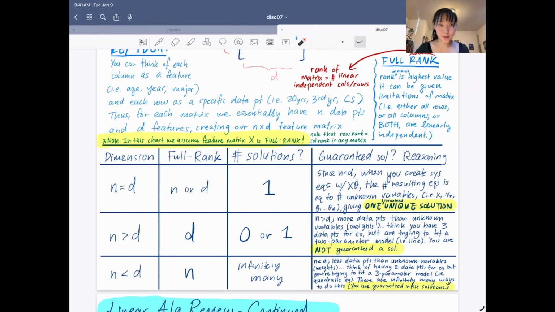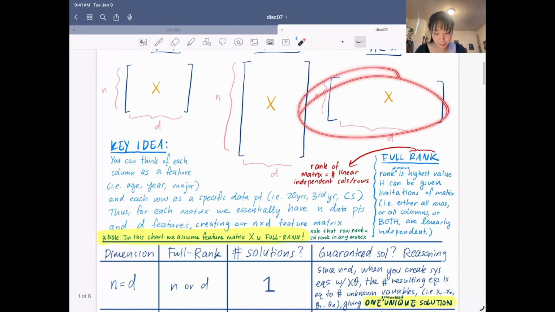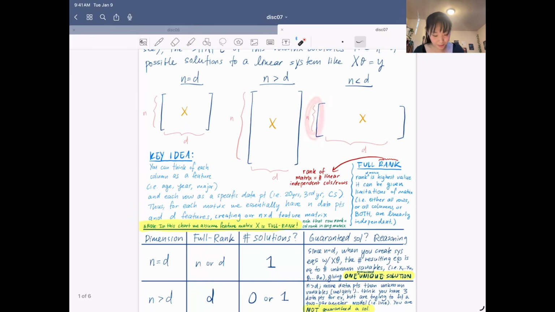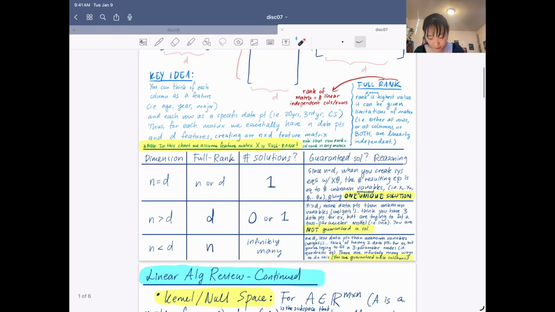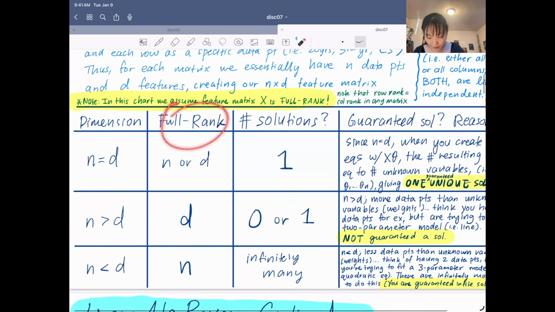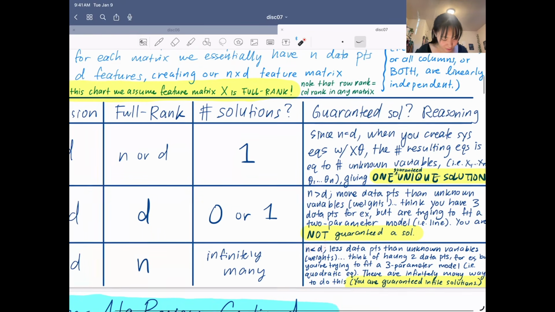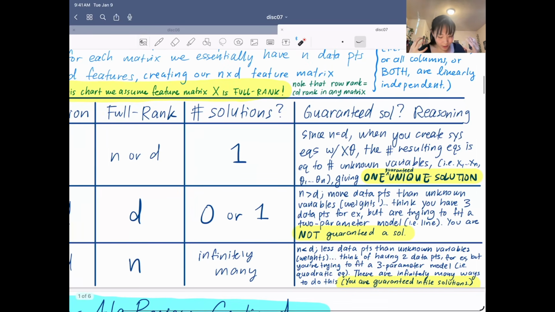basically the smaller number. And lastly, the opposite. When we have a really wide matrix, when n is less than d, the number of rows, aka the number of data points, is less than the number of features. Then our full rank is the smaller number, which is n, and the number of solutions here is actually infinitely many. The logic is similar to before, but backwards. When n is less than d, there are fewer data points than unknown variables or weights. So you can think of it as having 2 data points for a 3-parameter model.